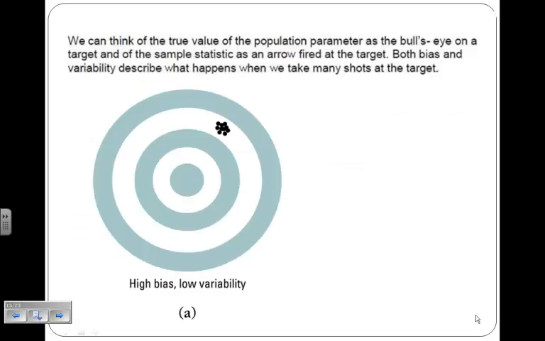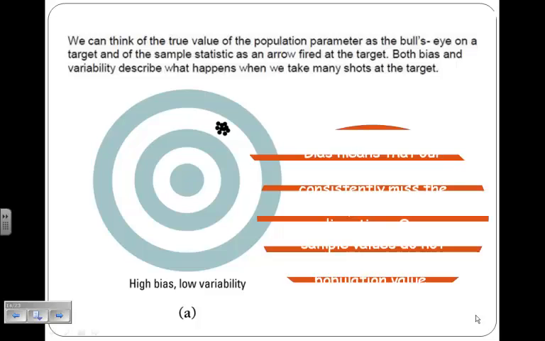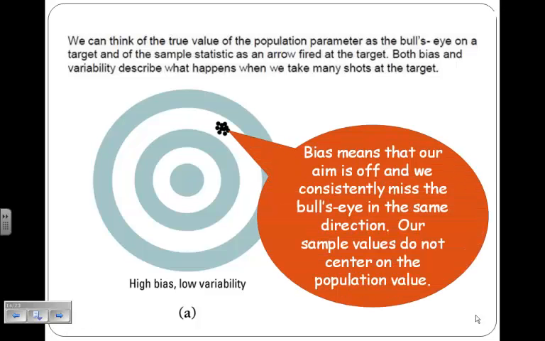Alright, so we're getting close to the end. We can think of the true value of the population parameter as a bullseye on a target. The sample statistic is the arrow that's fired at the target. Both bias and variability describe what happens. So here's an example of something that is high bias and low variability.